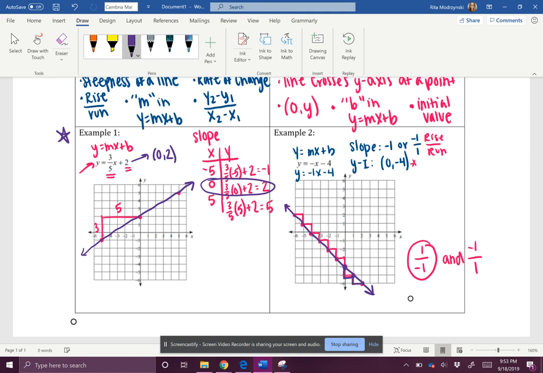Down 1, right 1, that was a new point. We did the same pattern in reverse. Up 1, left 1, up 1, left 1 to get those points. Either way you do this is fine. They'll work for any problem. I guess it's just a preference. Maybe you could bounce back and forth between the two methods as you continue with your work session.